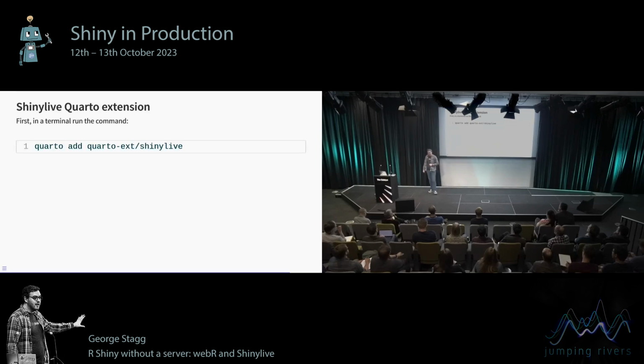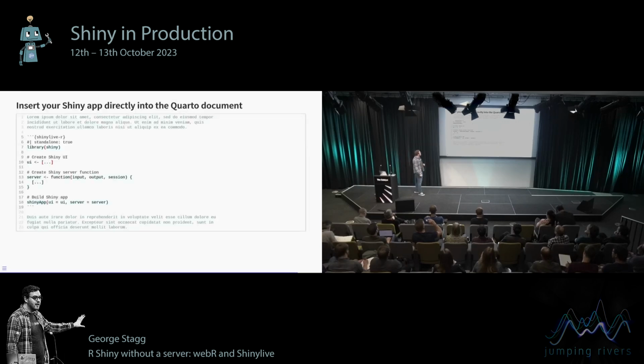The final way to use Shinylive is the Quarto extension. So again, there's a Quarto command here that will install the Shinylive extension. Then once you've done that, what it allows you to do is, in the middle of your Quarto document, literally just write a Shiny app with the right code block type. And that Shiny app will be automatically converted into a Shinylive app and embedded into your document. And you really can just write your app directly into the page, and it will do it for you.